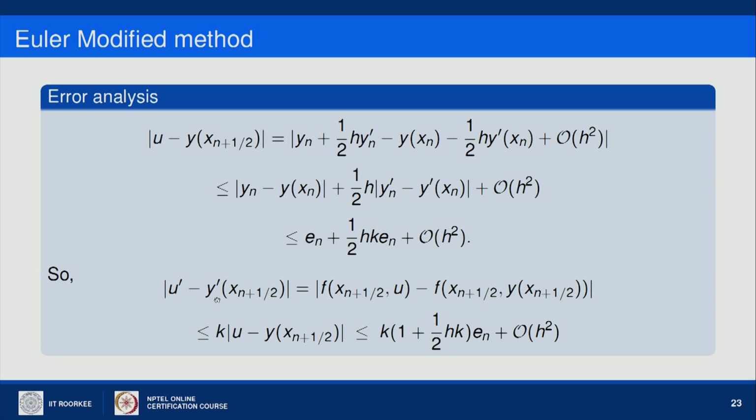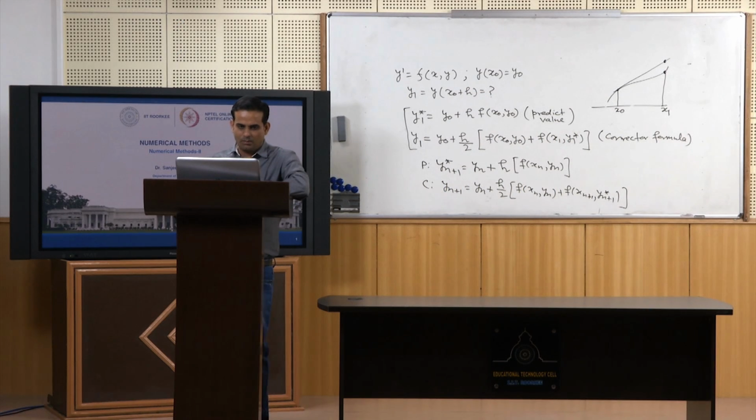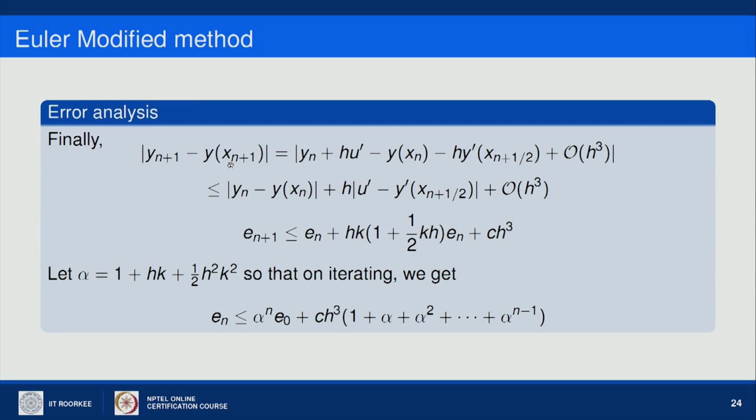Similarly, I can get u prime minus y prime at xn plus half, and that is given by k times 1 plus half hk into En plus order of h square. So finally, yn plus 1 minus y at xn plus 1, that is the error in the n plus 1 step, can be calculated as yn plus h times u dash minus y at xn minus h y prime at xn plus half plus order of h cube, which is less than or equal to yn minus y at x equals xn plus h times u prime minus y prime at xn plus half plus order of h cube.